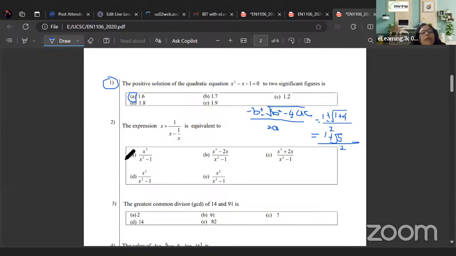Right. Then if you move to question number 2, x plus 1 over x minus 1 over x is equivalent to.